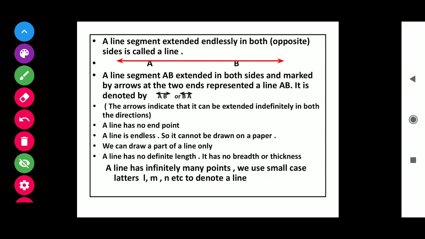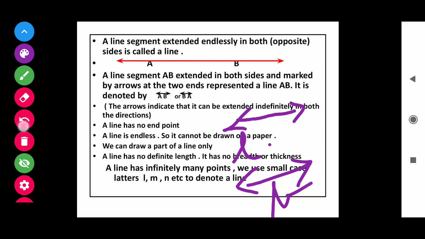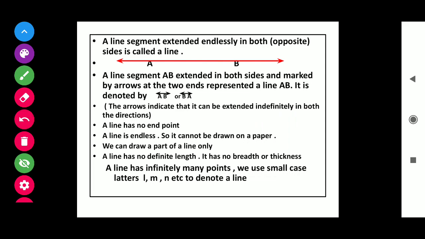We use small case letters. How can we show a line? If you write a line, you can write line l. It can be written like this, line m. So small letters are used to show a line.